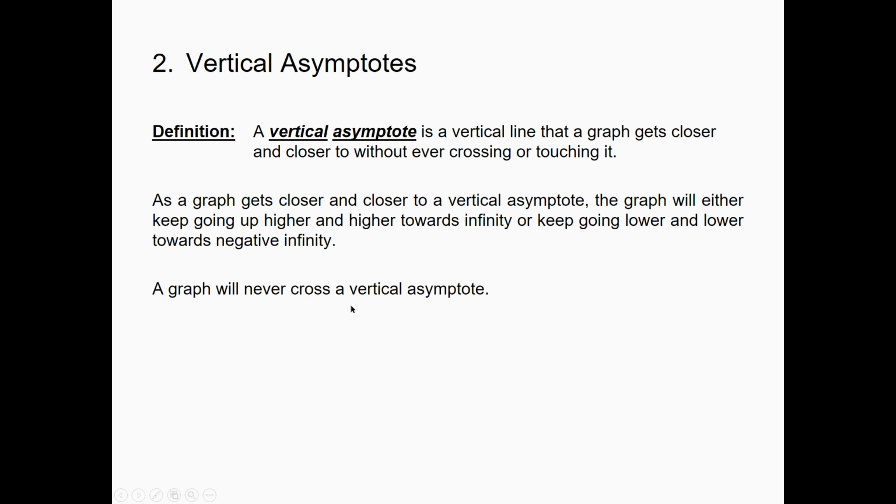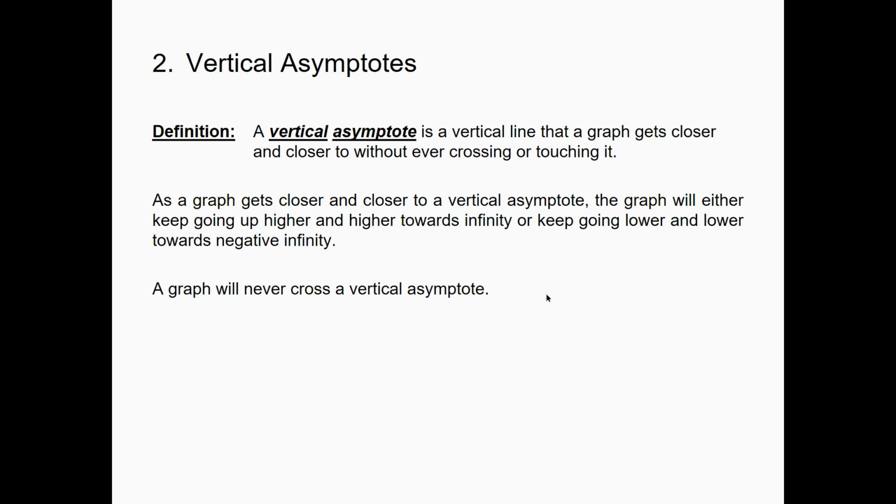The graph will never cross a vertical asymptote. Usually we sketch in the asymptotes either very, very lightly or as dotted vertical lines. They act as guides, and they let us know that the pieces of the graph are between those light lines or dotted lines.